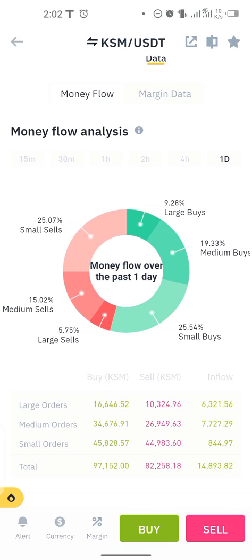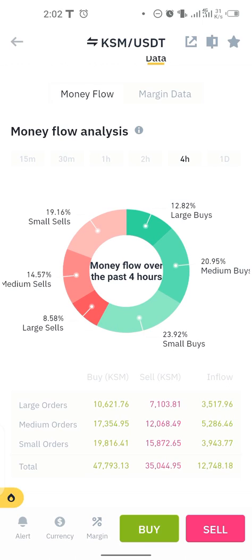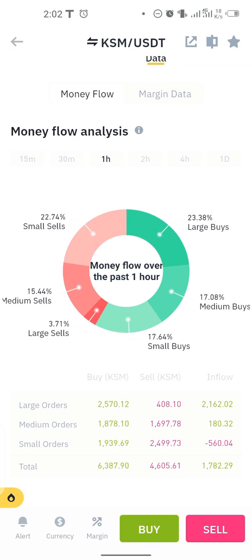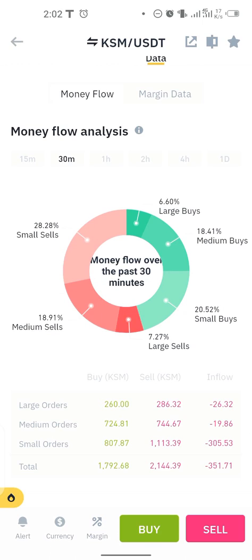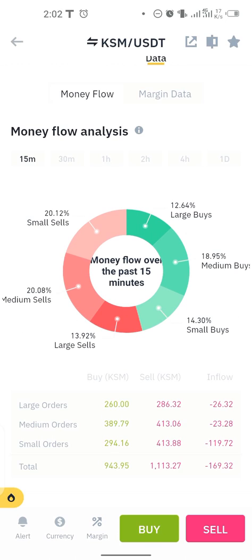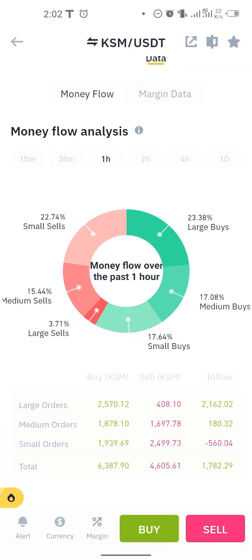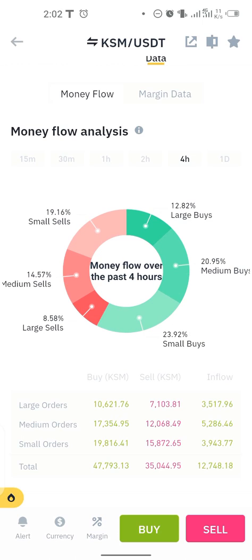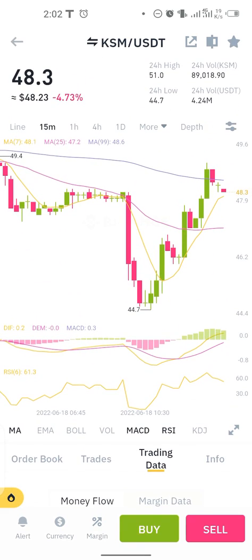And you see in one day, I hope you see down there, the buyers are more. In 4 hours, the buyers are more. In 2 hours, I hope you see that. In 1 hour, I hope you see that. In 30 minutes, you see now here they are less, and 15 minutes. So if I enter this trade, I expect this trade either to sell in 1 hour, or in 2 hours, or in 4 hours, and I can be able to take myself some good profit.